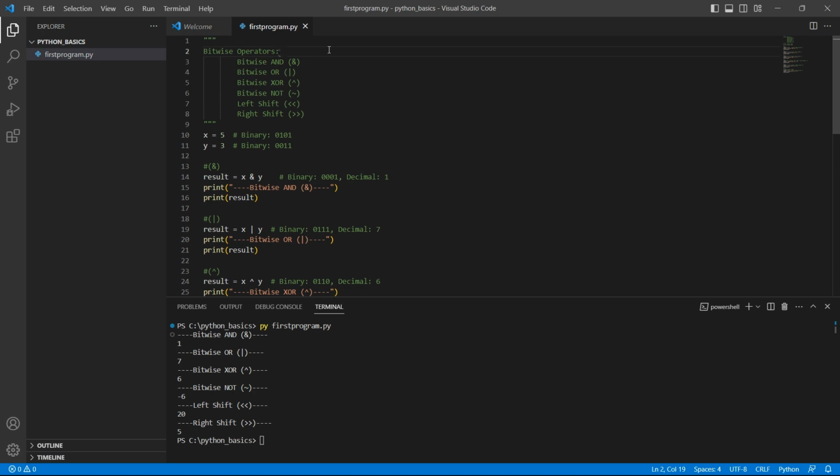Bitwise operators. Bitwise operators are used to perform operations on the individual bits of integer values. These operators allow you to manipulate and compare binary representations of numbers.